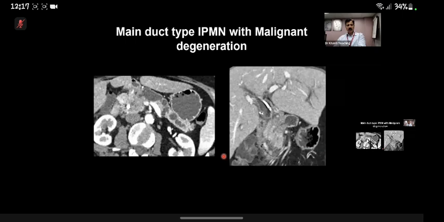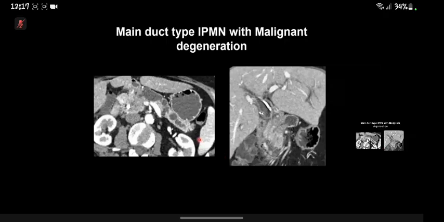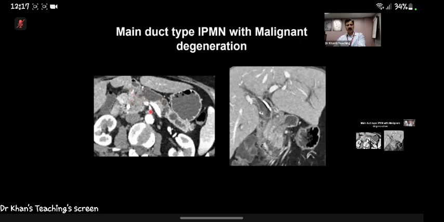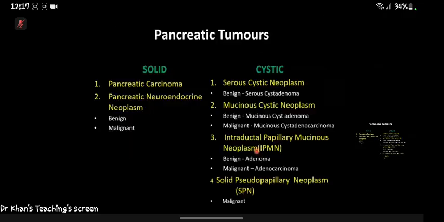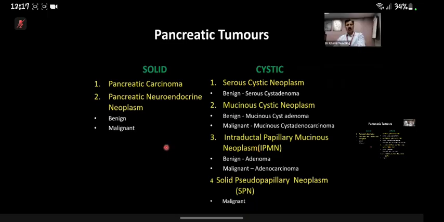This is malignant transformation of a main duct type IPMN, where you can see that this is the main duct, and actually right now a stent has been passed. You can see that there is a tumor sitting here. So this was the classification of solid and cystic. The only tumor which is left is solid pseudopapillary neoplasm.